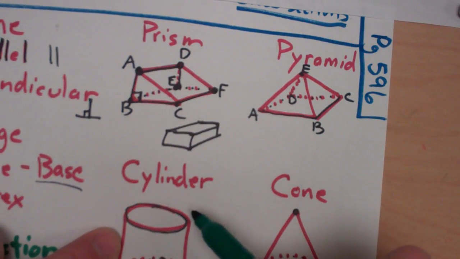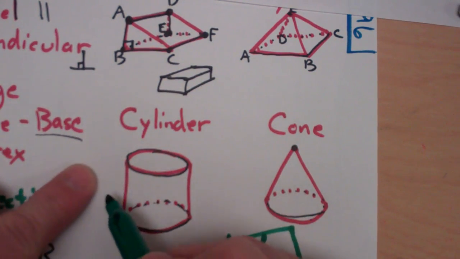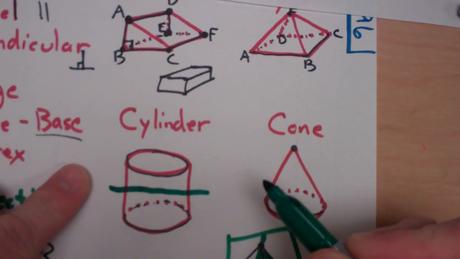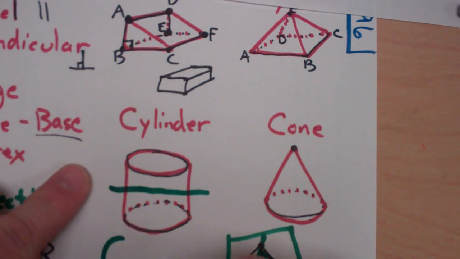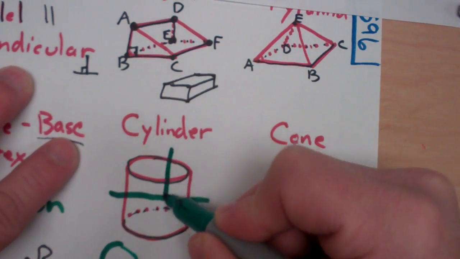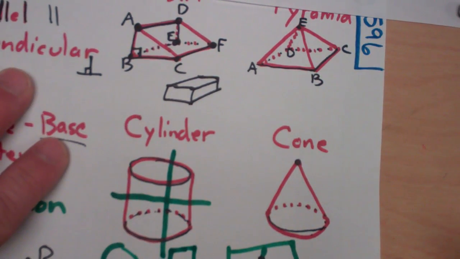If I said cutting a cylinder parallel to its base, well, remember the bases are the circles, so that means I'm cutting it across here. If I cut it across here and opened it up, you'd be looking at a circle. If I said cut it perpendicular to its base, now you're cutting it this way. If you opened it up, you wouldn't be able to see a curve if you looked at it flat. You'd just be looking at a rectangle.